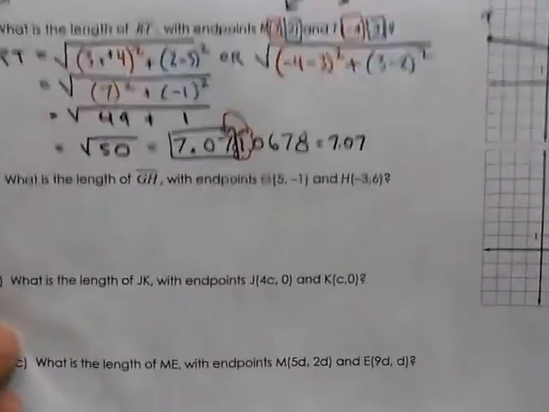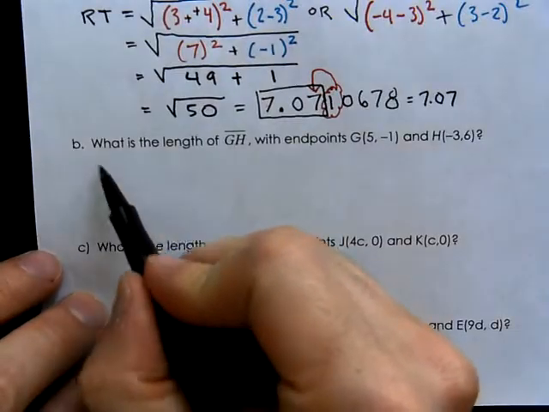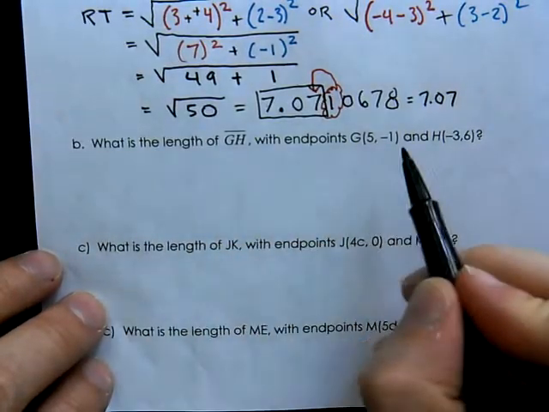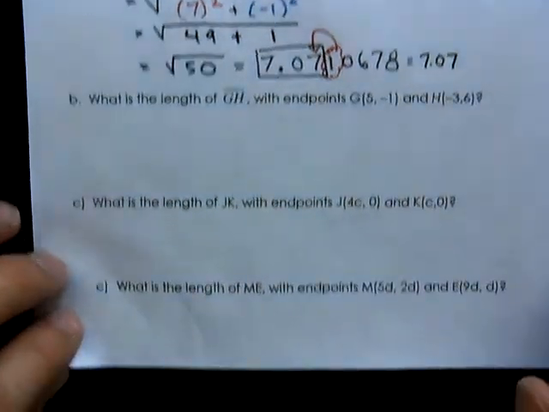Let me adjust the camera here. I'm going to skip over part B. That's the same idea, using numbers to find the distance.